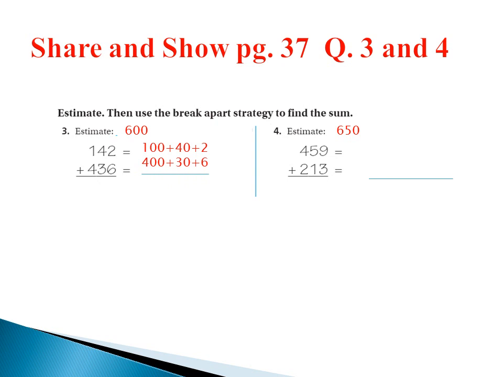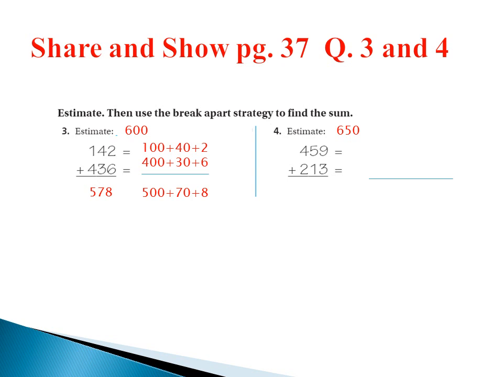Now let's add each place value. 6 plus 2 equal 8. 40 plus 30 equal 70. 100 plus 400 equal 500. Yes. 500 plus 70 plus 8 equal 578. Question 4. 459 plus 213. The estimated sum is 650.